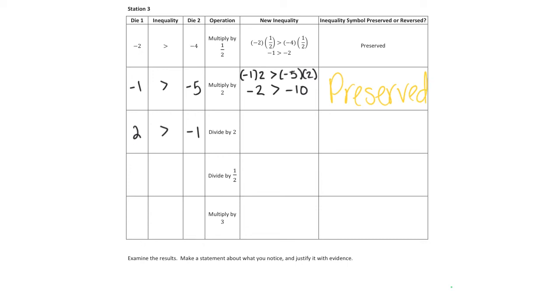All right, let's look at 2 is greater than negative 1. I'm going to divide both sides by 2. So now I have 2 divided by 2 is greater than negative 1 divided by 2. So 2 divided by 2 is 1. And then we have 1, and negative 1 over 2 is negative 1/2. So I know that 1 is greater than negative 1/2. So did our symbol change here? No, it did not, so it is preserved.